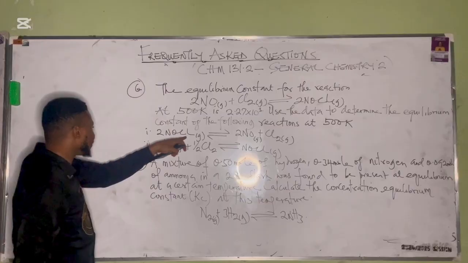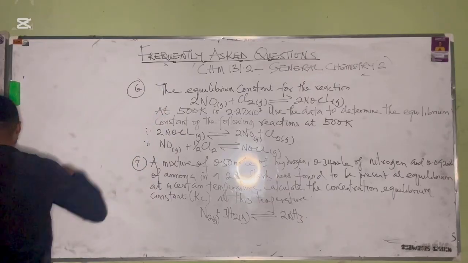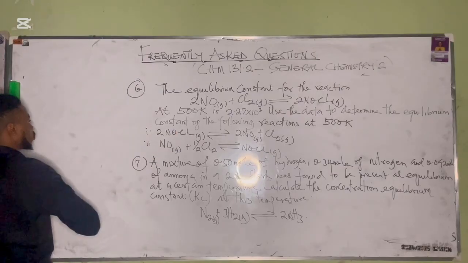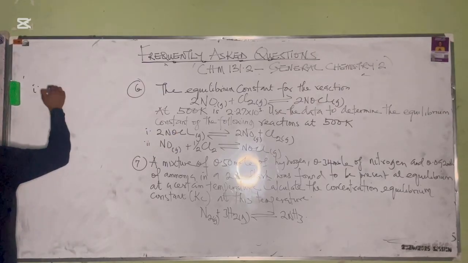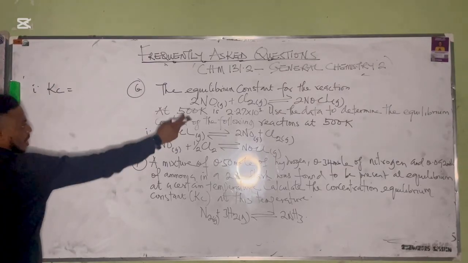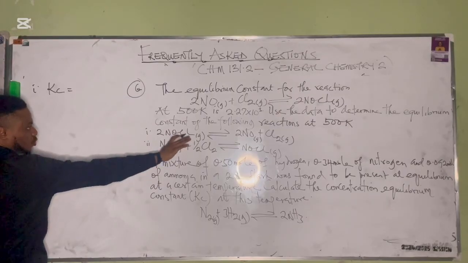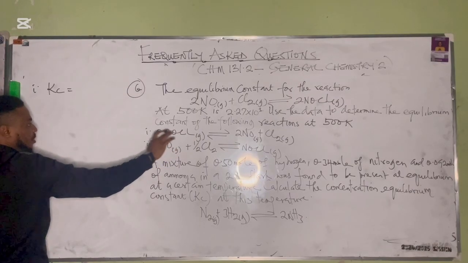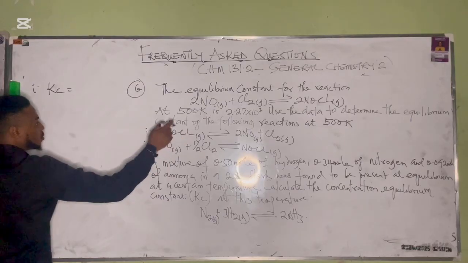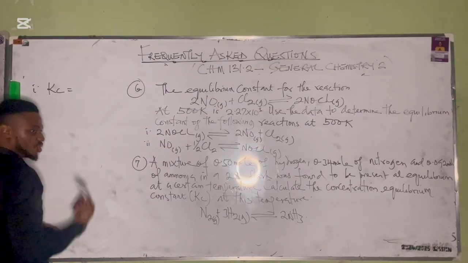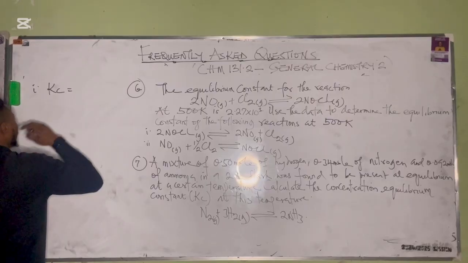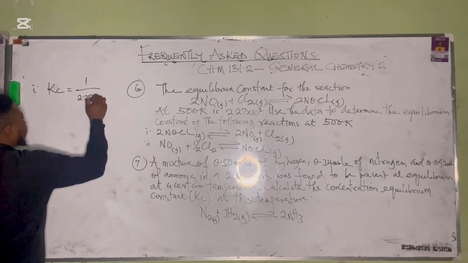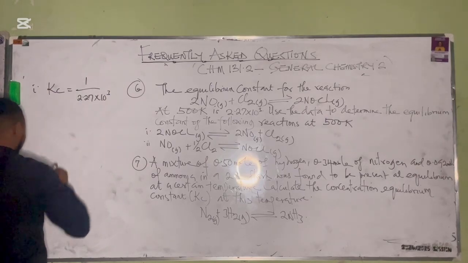If you look at this first reaction, relating it to the other, you realize that the reaction was swapped. So for the first one, your Kc will be 1 over the original. Remember, I told you that whenever it's swapped and nothing else changed about it, it's still 2NO and Cl2, so this will just be 1/2.27 times 10 raised to power 3.